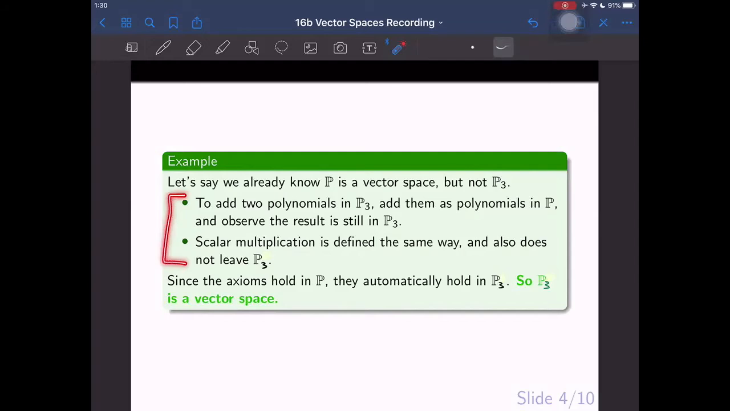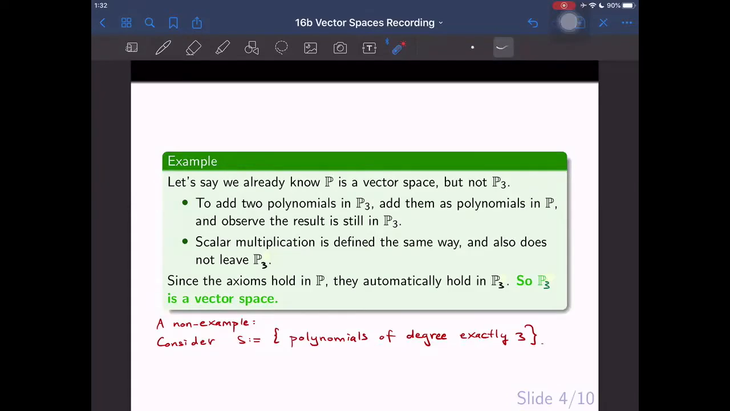The fact that adding two polynomials in P3 stays in P3, and a scalar multiple of a polynomial in P3 is also in P3. If we take a different subset where one of these does not hold, then we won't be able to have this conclusion.